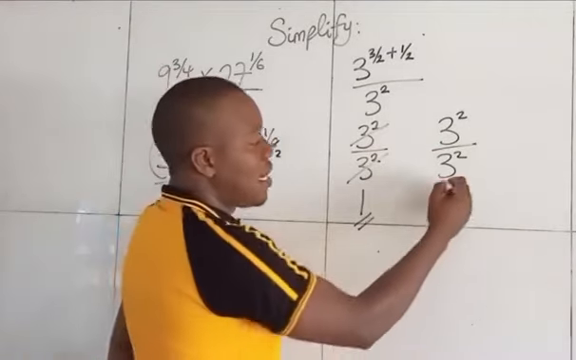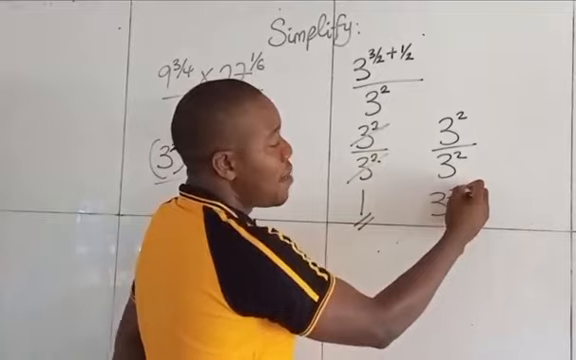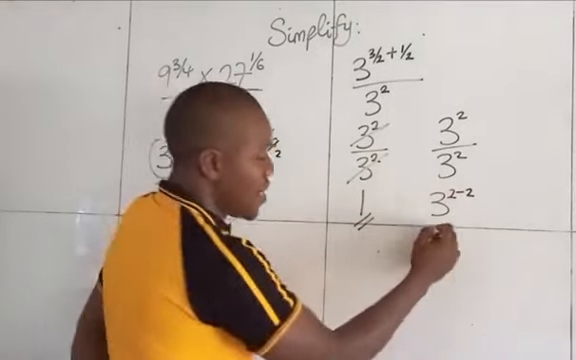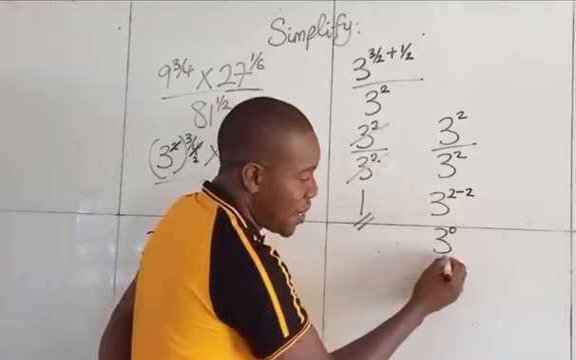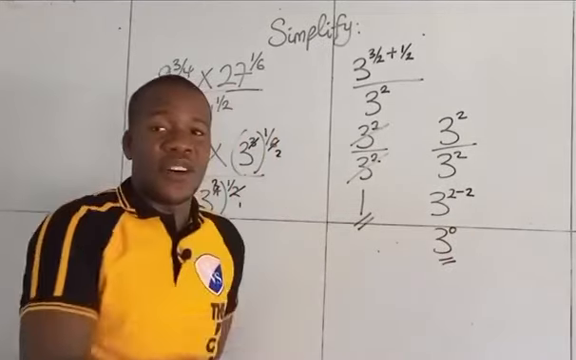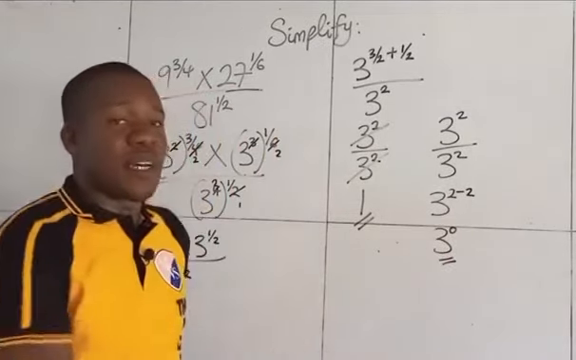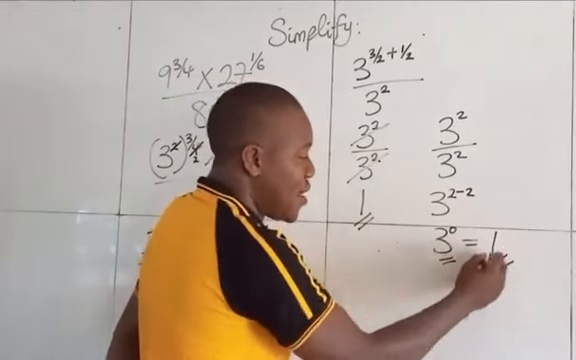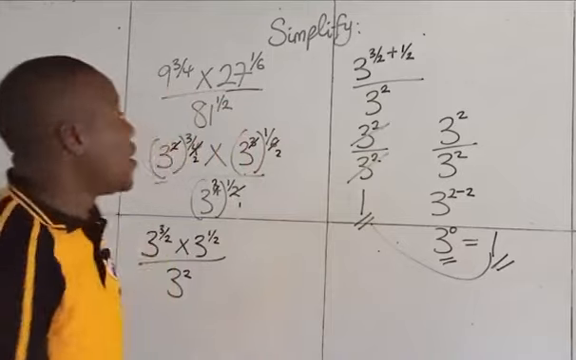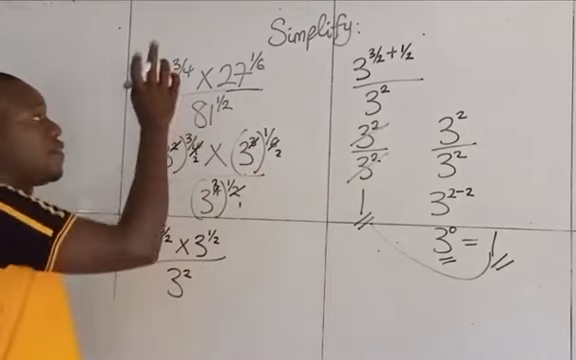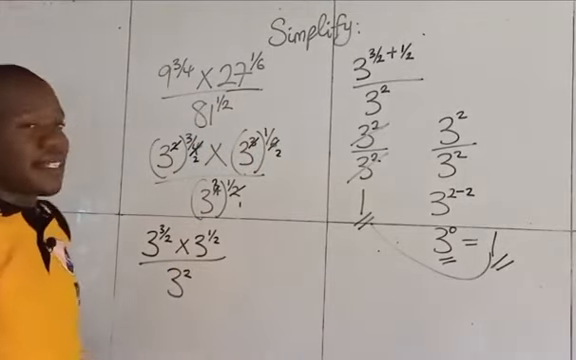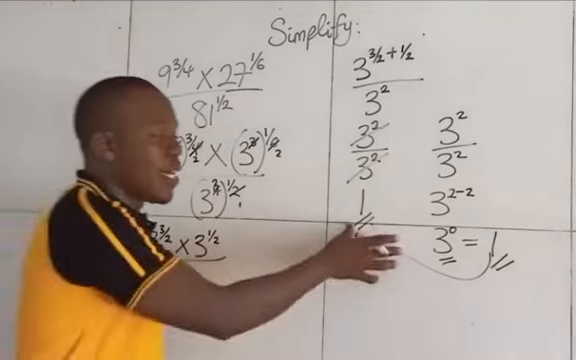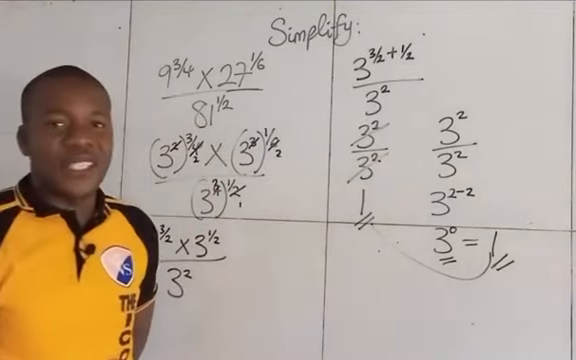So when I do that, I have 3 raised to the power 2 minus 2, and 2 minus 2 gives you 0. So this is 3 raised to the power 0. And if you can recall the zero law of indices, anything raised to the power 0 gives you 1. So 3 raised to the power 0 gives 1. The same result. So 9 to the power of 3 over 4 times 27 to the power of 1 over 6, all over 81 to the power of 1 over 2, simplifies to 1 when we apply the laws of indices.